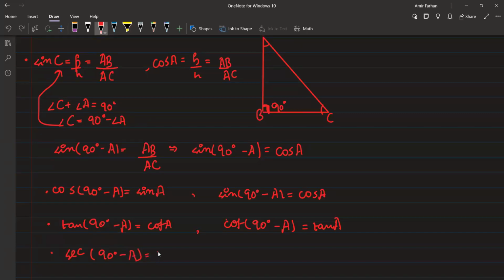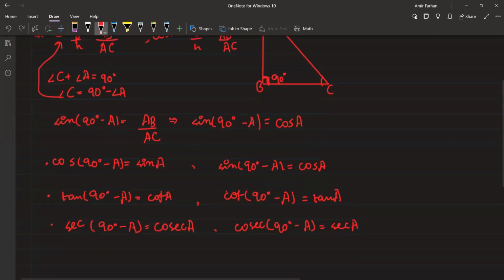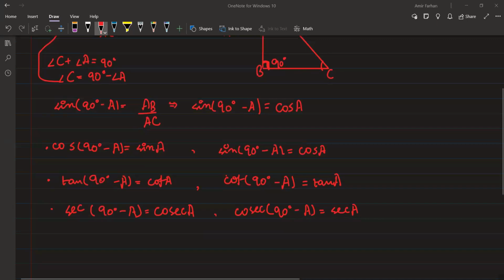Sec is the complement of cosec. So cosec(90° − A) is equal to sec A. Is it clear to you? Yes, it's clear. Okay, very good.